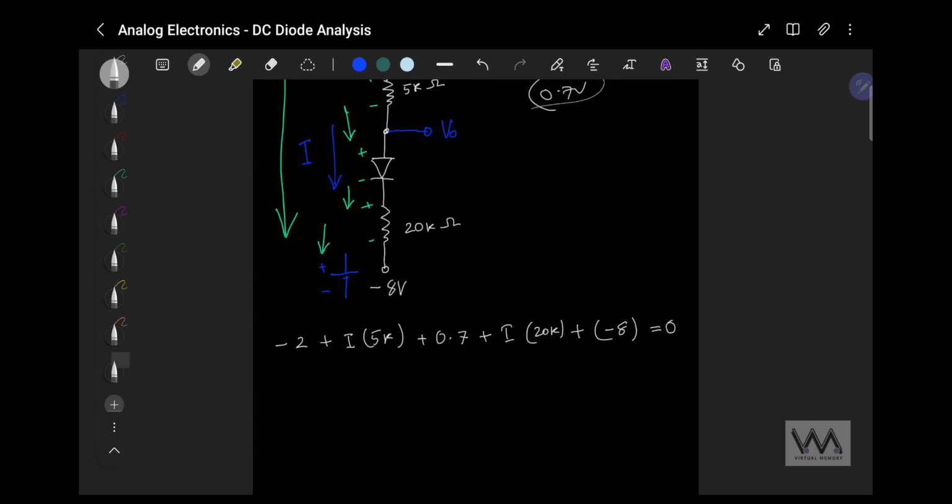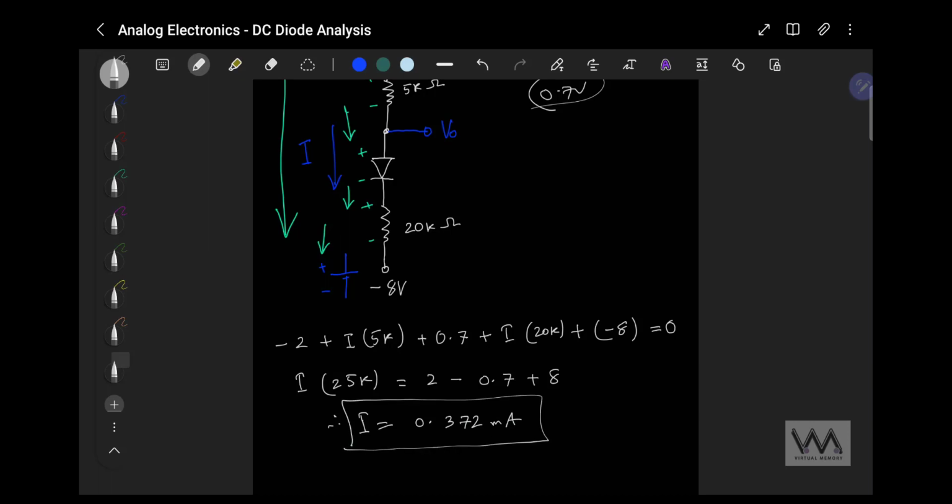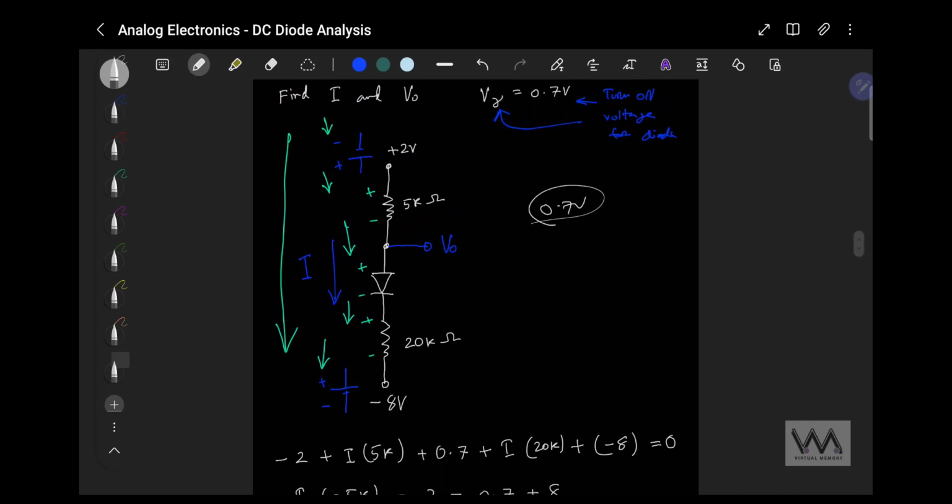So if we rearrange and solve this, we will get I times 25K equals 2 minus 0.7 plus 8. So I equals 0.372 milliamp. So we have found the current in this circuit, and since it's a series circuit, the current is the same in all of these elements here.